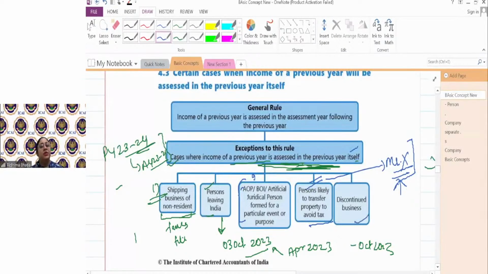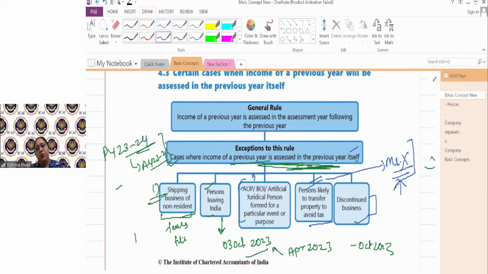Next is the same of discontinued business. This is something like of AOP BOI. Now here, if a person is discontinuing the business, he is stopping the business, government says you wind up all your business, you wind up all the business related setup only once you clear your taxes. He wants to close the business today.